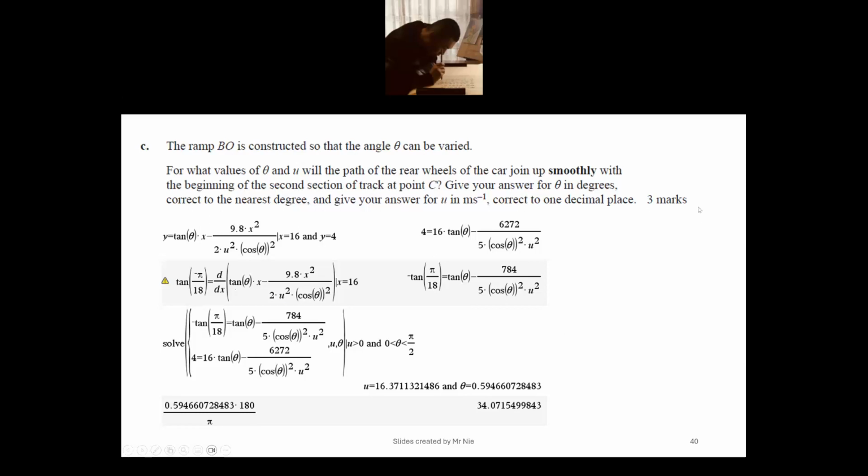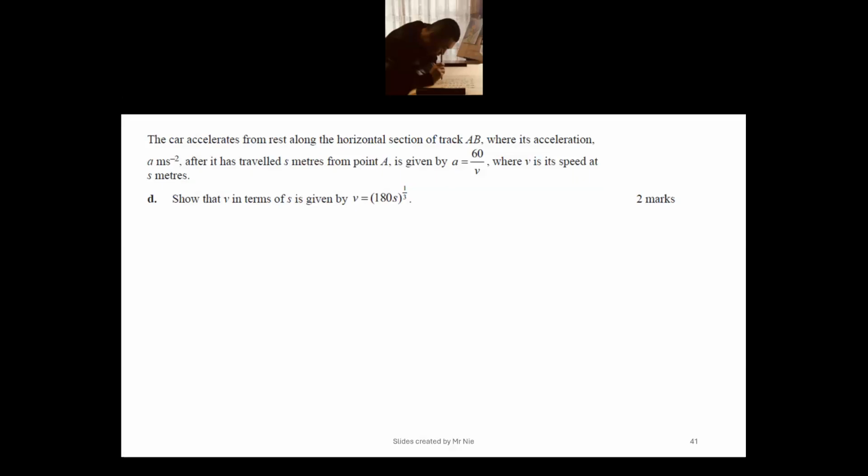You might, let's say, use your CAS calculator in a different way, but I think this can outline most of the steps you will need to effectively solve this problem. The last two parts.